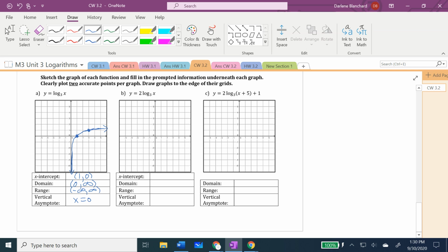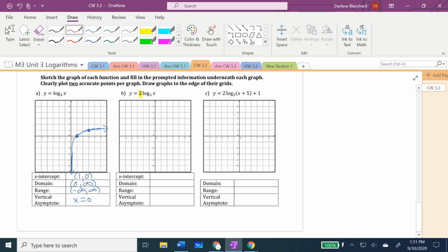Now, do you remember how multiplication outside the function affects the graph that you see there? And what does it do to the y? There we go. It stretches. It's going to do that operation, multiplication by 2, to the y values that you have there.